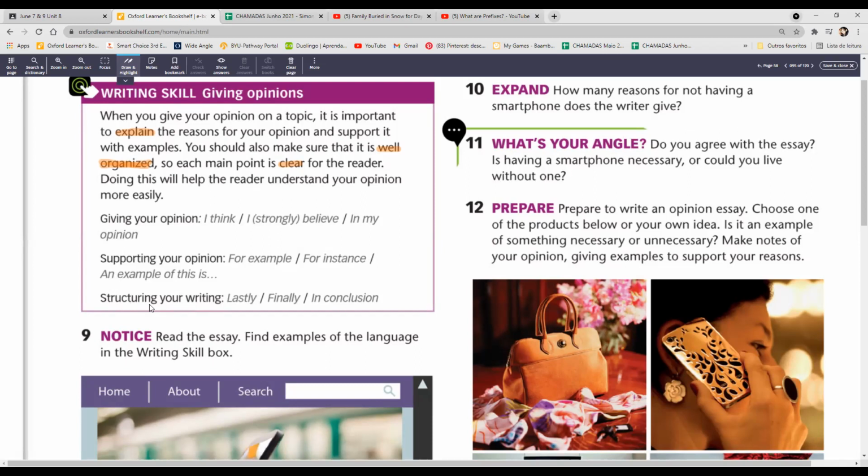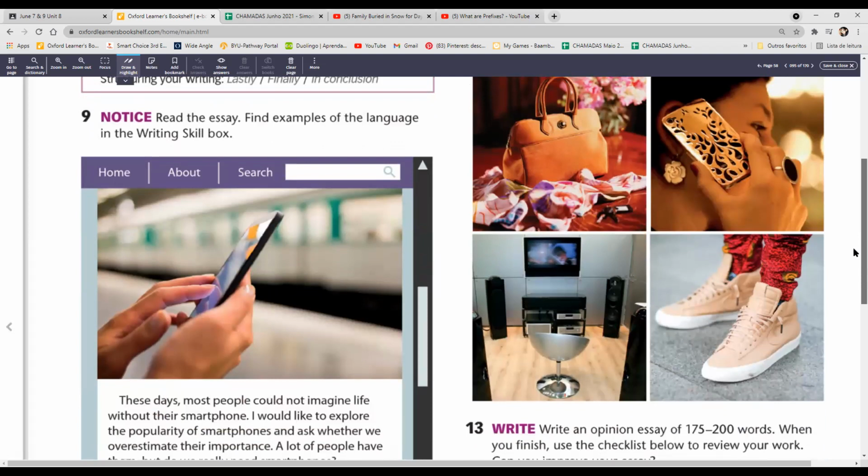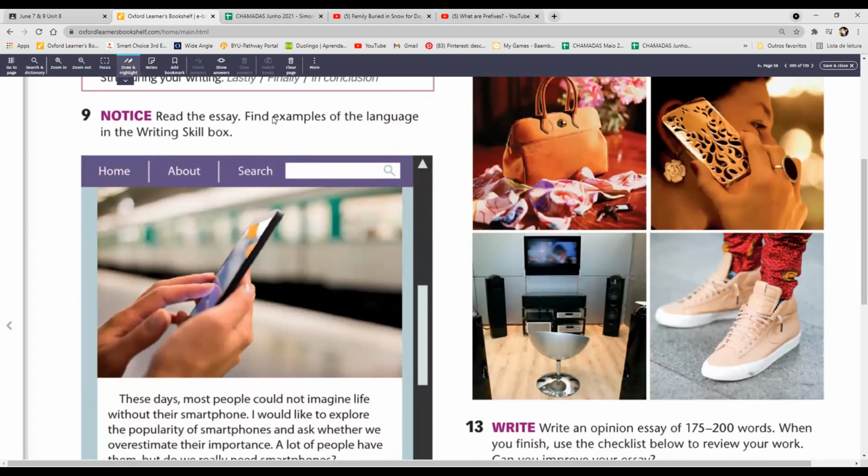And finally, structuring your writing. Lastly, or finally, or in conclusion. Okay, this is for you to close your text, to start your conclusion, which should be short and concise. Okay, so here, check this out. Here, number 9. Read the essay. Find examples of the language in the writing skill box. So let's take a look. Just a moment, okay, guys?